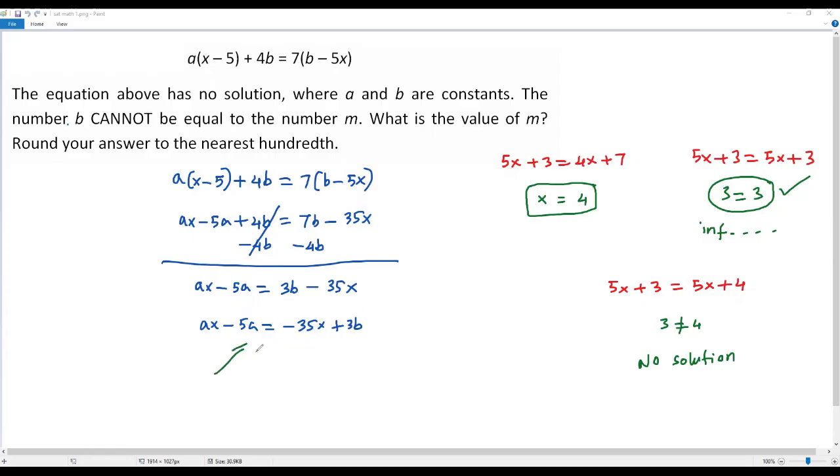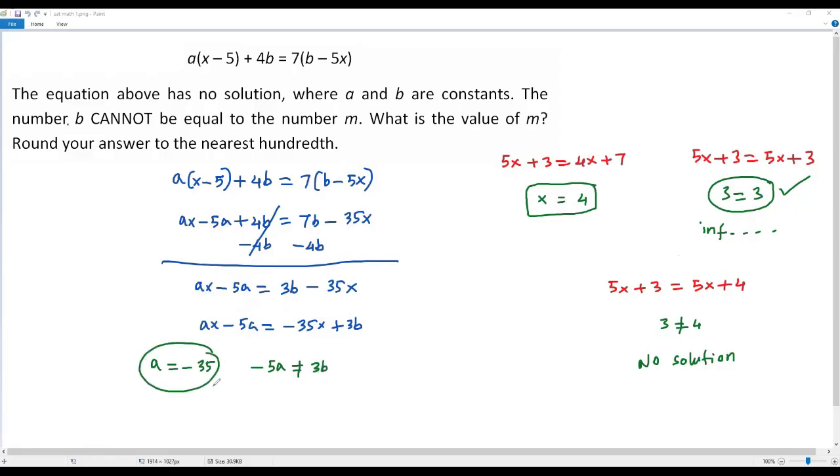Since this linear equation has no solution, we can consider what we have discussed over here. That is, the coefficient of x on the left side and the coefficient of x on the right side must be equal, and the constant term on the left side and the constant term on the right side must not be equal. So that is a equals negative 35, and the constant term negative 5a must not be equal to the constant term on the right side, that is 3b.